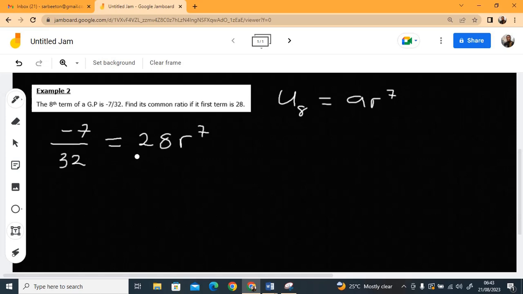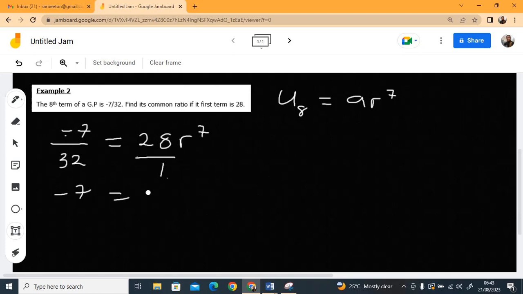Now, if I were you, I want to make this stand alone, so I can do over 1, no problem. What am I going to do? Cross multiply. So I'm going to have minus 7, because minus 7 times 1 is minus 7, equals 32 times 28r^7. I'm going to use my calculator here. Just give me some seconds, please. Okay, now we have 28 times 32. That is 896. What I did was I multiplied this by this.